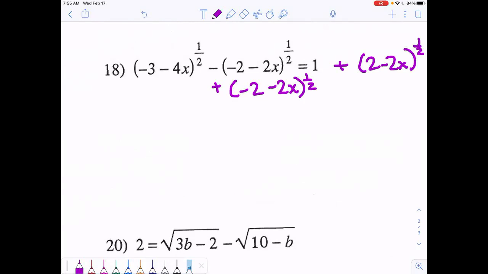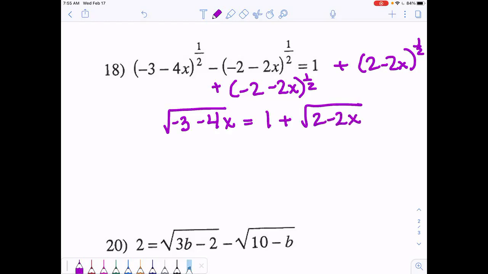And I'm going to change them into square roots. So number 18 would say the square root of -3 minus 4x equals 1 plus the square root of 2 minus 2x. And then it's exactly like we did in your notes. So you have 2 problems tonight on this worksheet that are big problems like the 2 problems we did in the notes, not the homework, I'm sorry. And again, number 18 is completely worked out for you on the answer key, so you can use that to check.